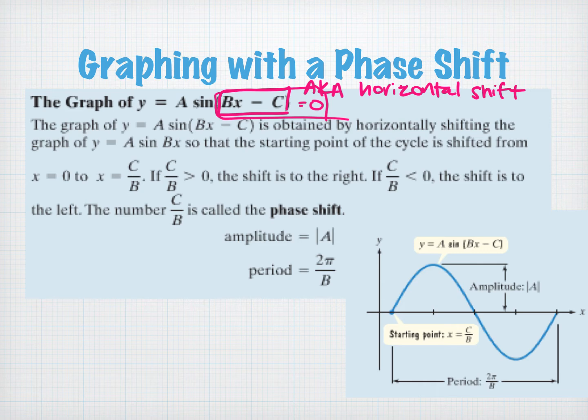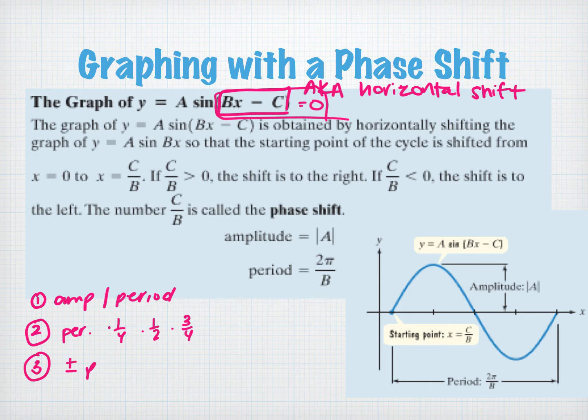So step 1 is still going to be the same. You're still going to find the amplitude and the period. Amp, period. Step 2 is still the same. Period times a fourth, times a half, times 3/4. But then before you plot these, you have to add or subtract the phase shift from all 5 points.